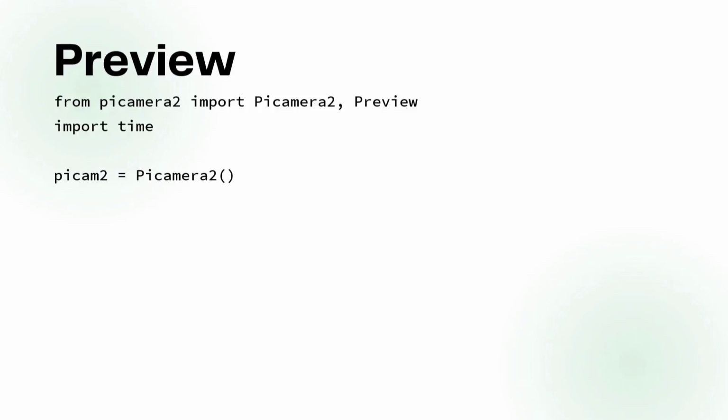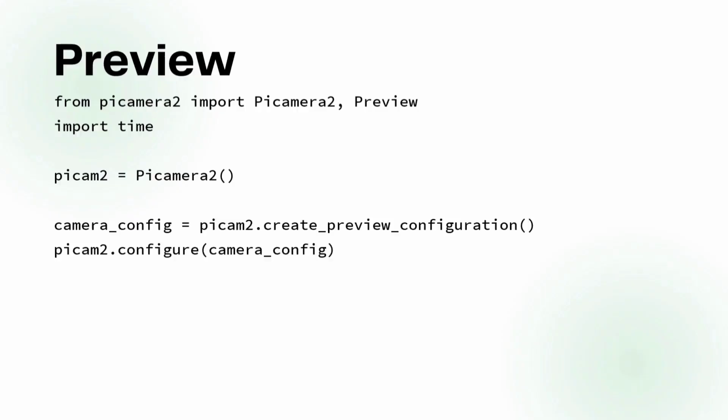When we create this object, the camera will start initializing itself. It requires some time to do it. Possibly 2 seconds. Generate a camera configuration suitable for preview. Configure the camera system with that preview configuration. Start the preview window. And then start the camera running.